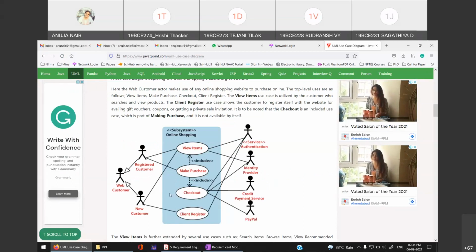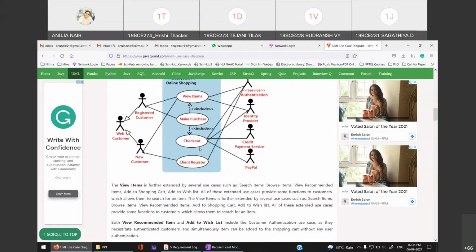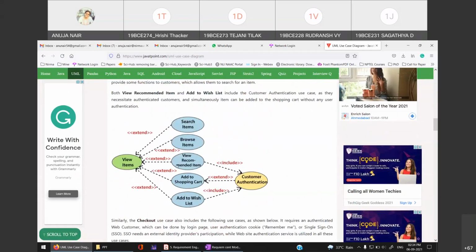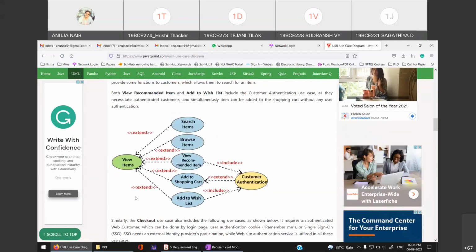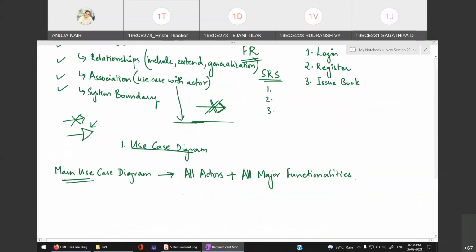Now, if you go further down, you will see one more use case diagram. What is this one more use case diagram depicting over here? This one is related to which use case? View items. So what have you basically done? It's like a tree-like structure, no? So you have all major functionalities. Let's say you have three functionalities, A, B, and C. These are the three major functionalities that you have presented in your main use case diagram.